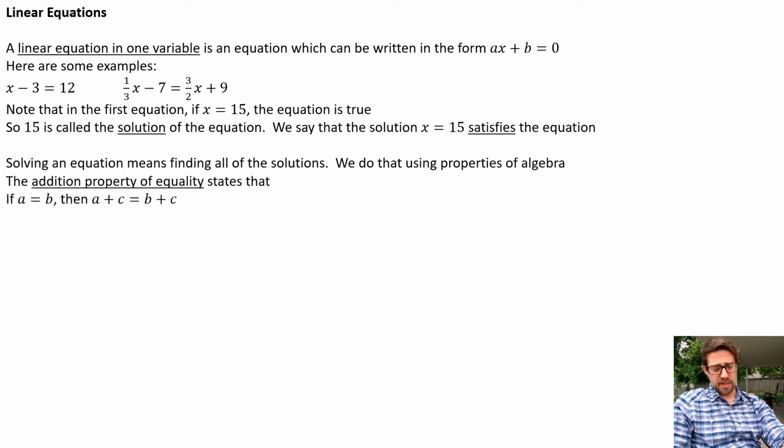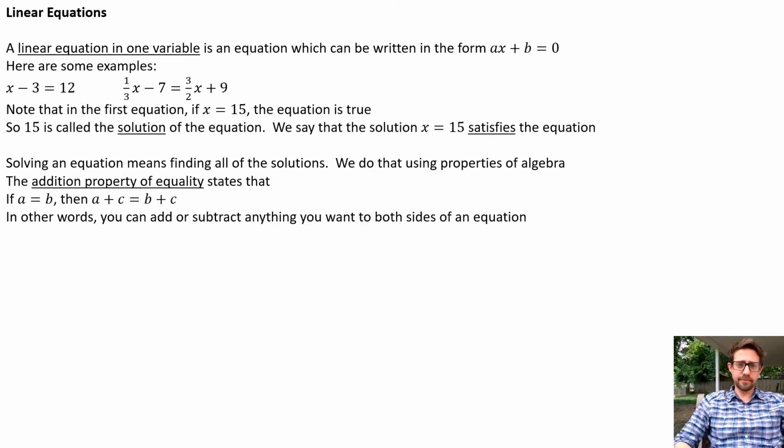Here's your most basic property of algebra. It's one of those things, it's like an axiom. It's true just because it is. If a equals b, then a plus c equals b plus c. Okay, so for our purposes, that means if I have an equation that's true, a equals b, something equals something, I can go ahead and add or subtract any number I want as long as I do it to both sides of the equation. That's technically called the addition property of equality. I don't care if you remember what it's called.